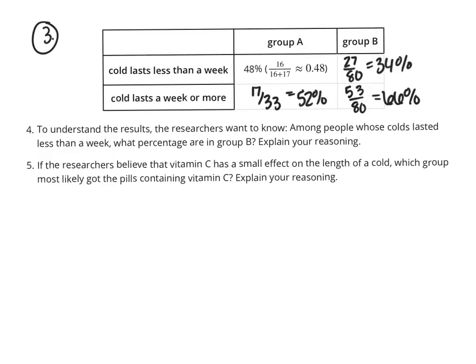If the researchers believe the vitamin C has a small effect on the length of a cold, which group most likely got the pills containing vitamin C? Explain your reasoning. Well, group A most likely received the pills containing vitamin C, since a greater percentage of that group had colds that lasted less than a week based on that last table. So we would say group A for this one, okay? And then up here we had 63%.